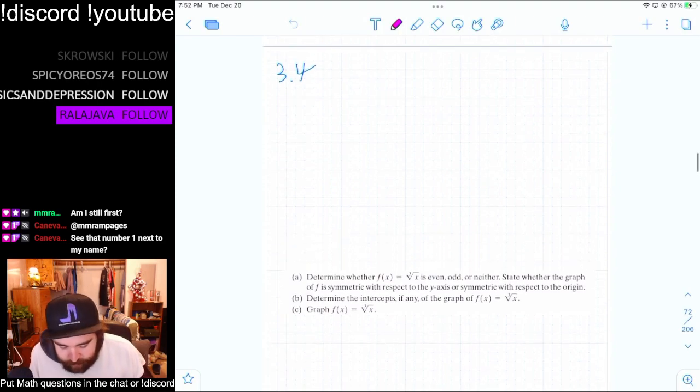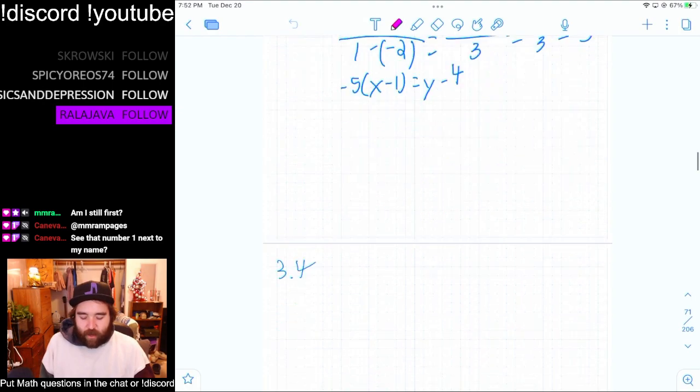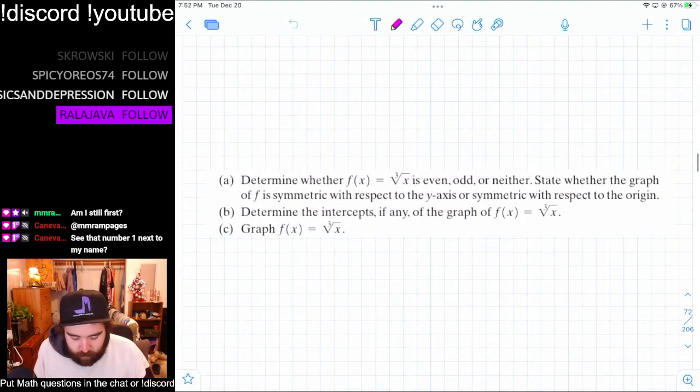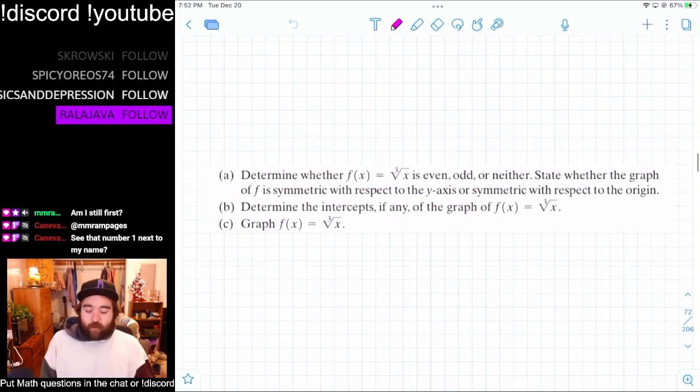All right, we're talking about Algebra 2, Chapter 3, Section 4. It's been a while since I talked about Algebra 2, but we're in the graphs chapter. So, we're talking about graphs. So, let's look at this problem.